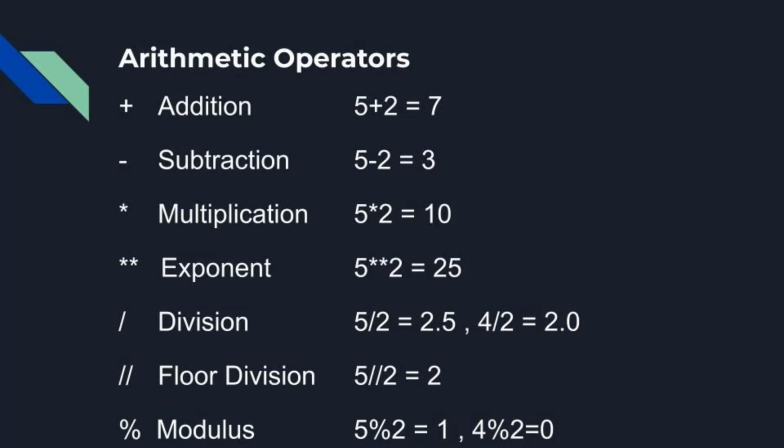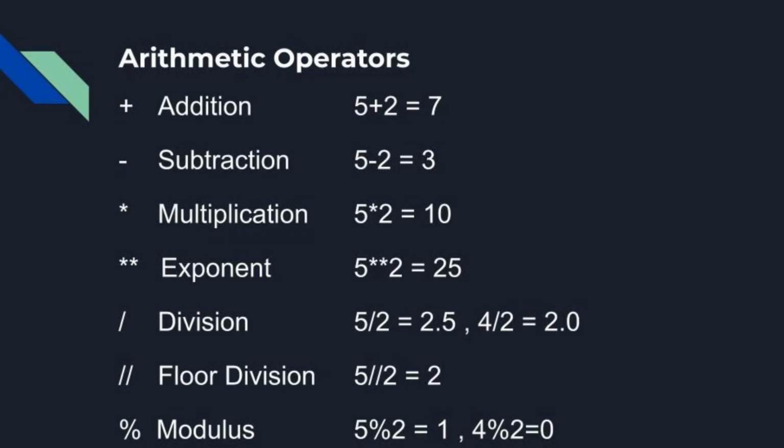Now let us learn about the arithmetic operators in Python. Basically these operators are used for maths functionalities. The plus sign is obviously used for addition, so 5 plus 2 gives us 7. The minus sign is used for subtraction, like 5 minus 2 gives us 3. The asterisk sign is used for multiplication, as I said earlier, so 5 into 2 gives us 10.